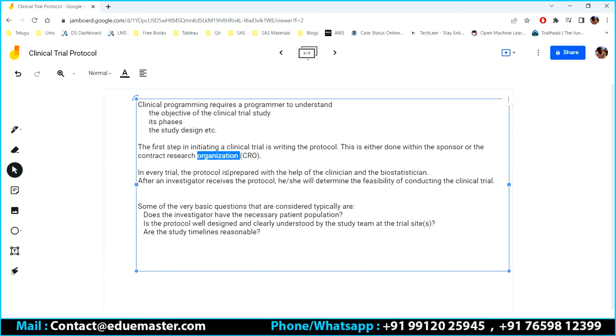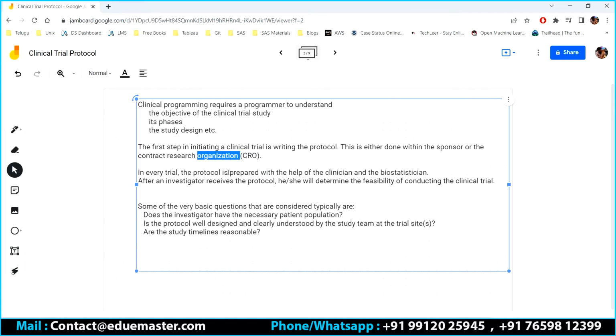Then a sponsor can directly write this protocol. Let's say that I am the sponsor, I have enough money. I have some billions of money with me and I want to initiate some research on, let's say, increasing the longevity of human beings. So let's say that people are now living for 80 to 90 years. I want to increase the longevity. For that, I want to provide the funds to a bunch of scientists.